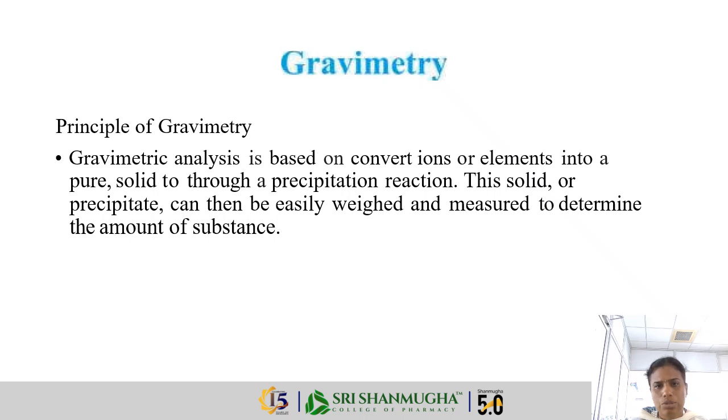It should be of pure, known composition, so that it can be filtered, dried and weighed accurately. From the mass of the precipitate, the amount of the original substance can be calculated. This is one of the principles of gravimetric analysis. This all comes under the principles of gravimetrics.